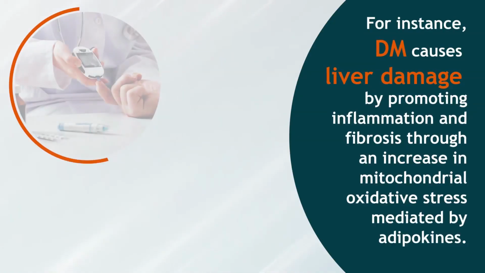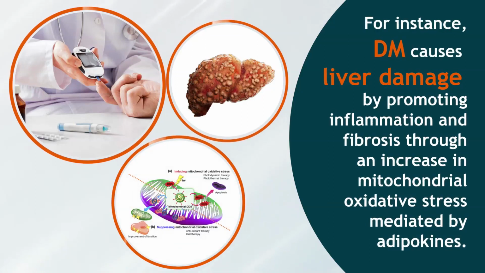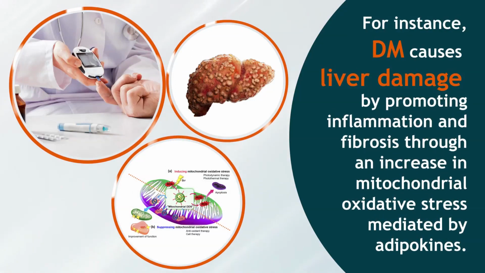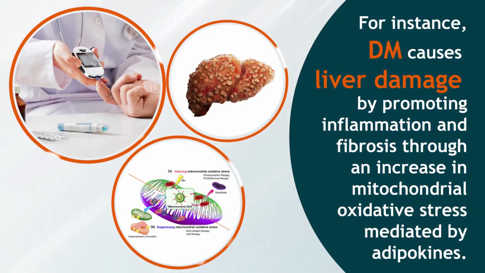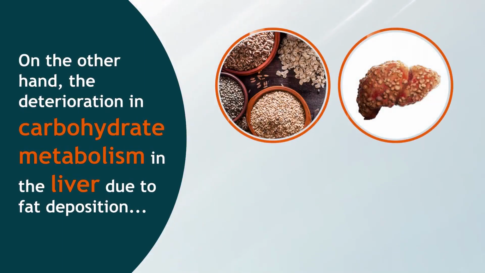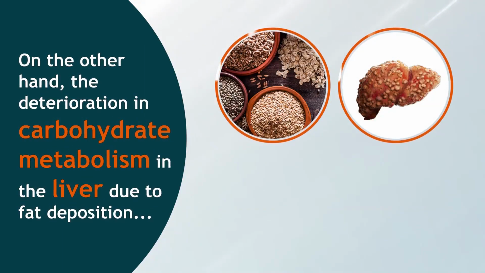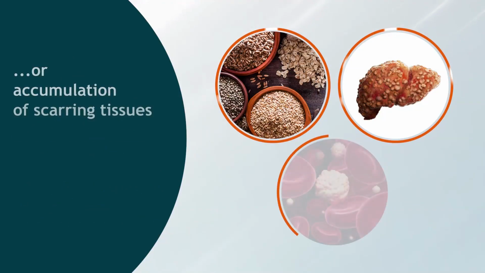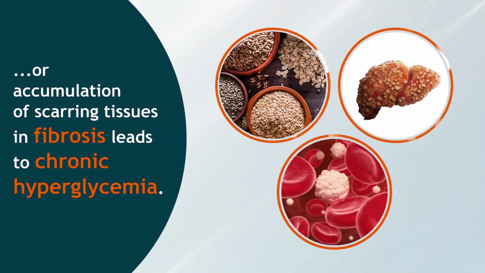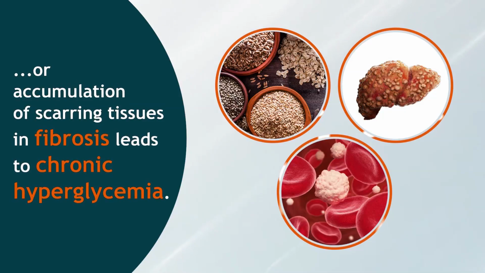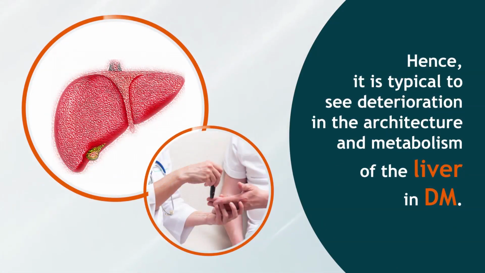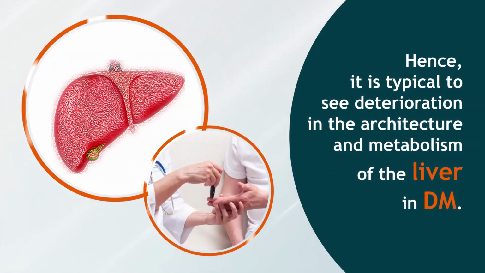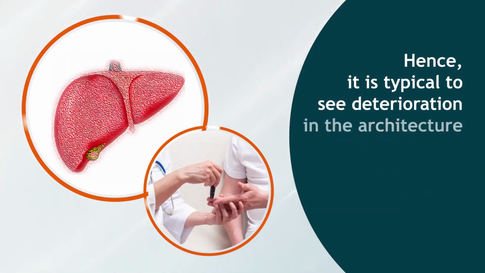For instance, diabetes mellitus causes liver damage by promoting inflammation and fibrosis through an increase in mitochondrial oxidative stress mediated by adipokines. On the other hand, the deterioration in carbohydrate metabolism in the liver due to fat deposition or accumulation of scarring tissues in fibrosis leads to chronic hyperglycemia. Hence, it is typical to see deterioration in the architecture and metabolism of the liver in diabetes mellitus.